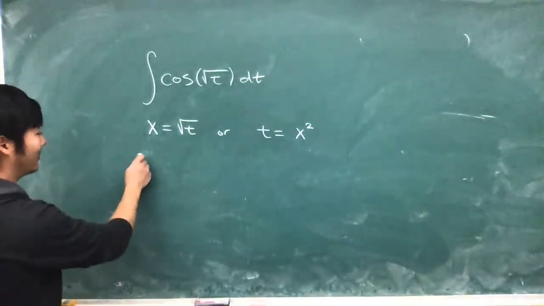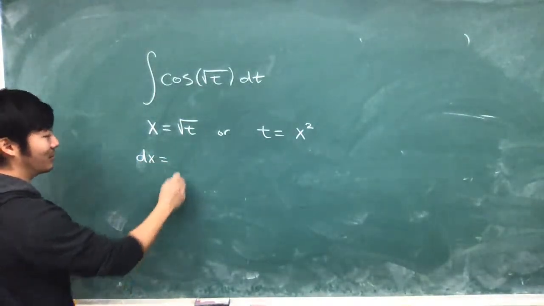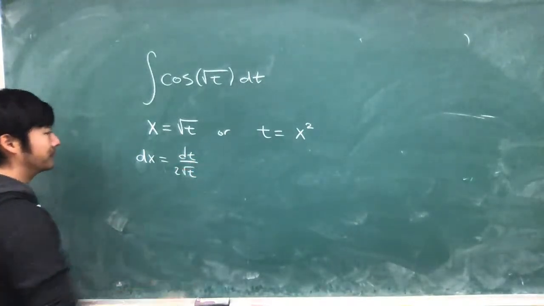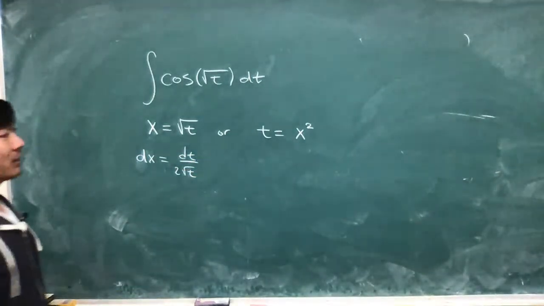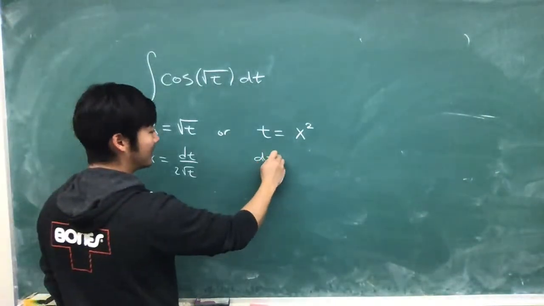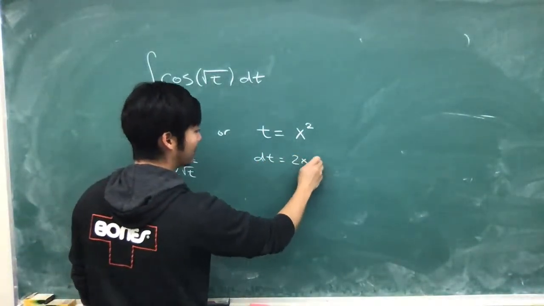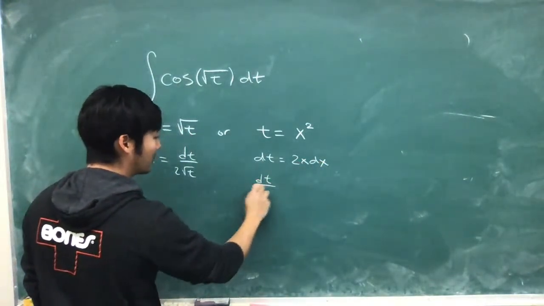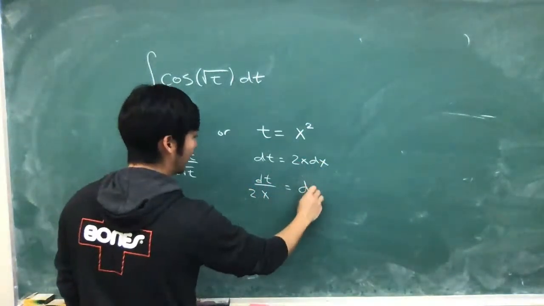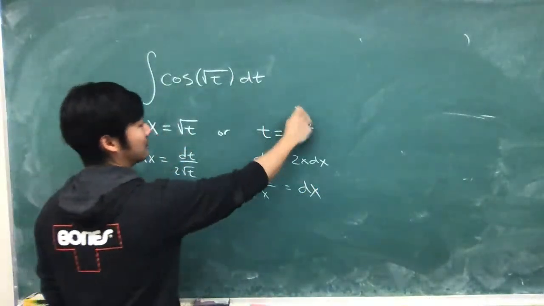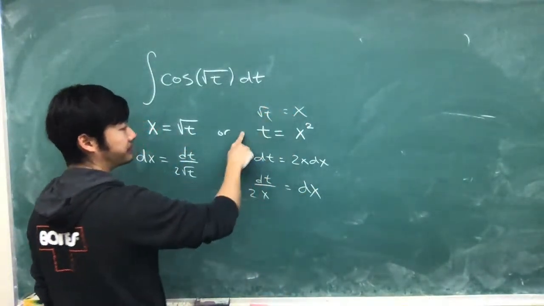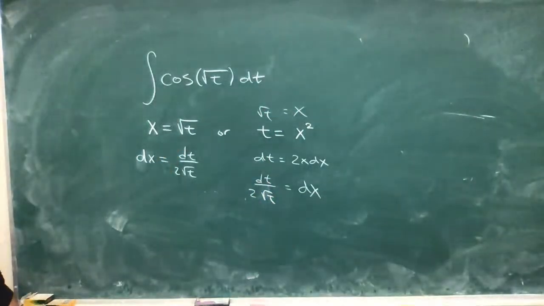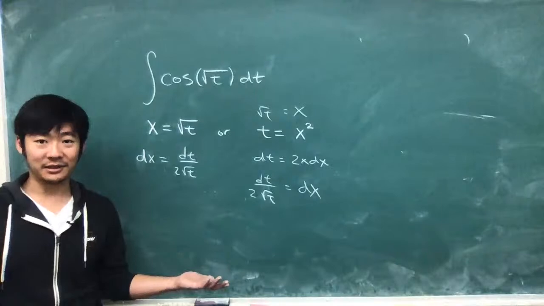So if you calculate dx, this will be dt over 2 root t, right? Or if we do this one, we'll get dt equals 2x dx. So if you divide this over, you have dt over 2x equals dx. But then x is root t, so we can replace this with root t. So actually, you get the same exact substitution.